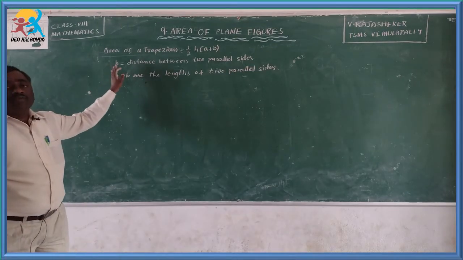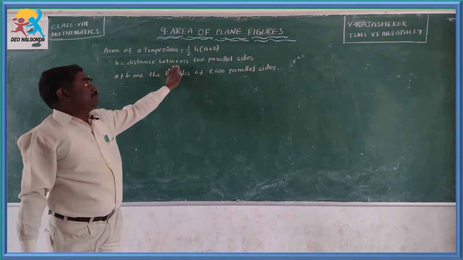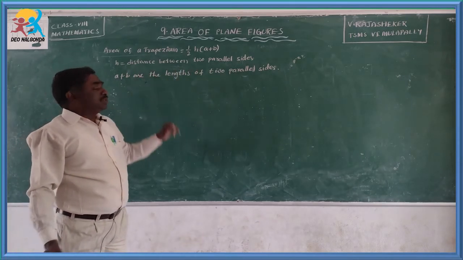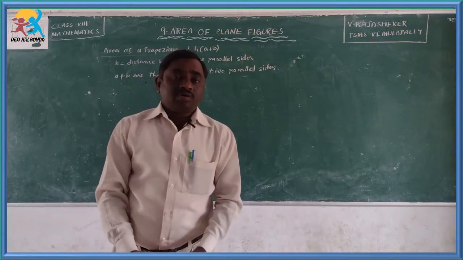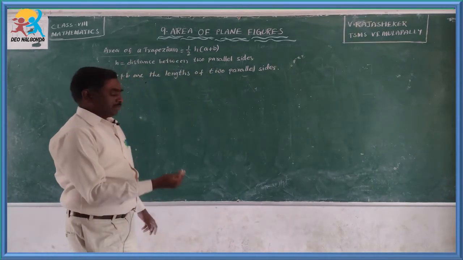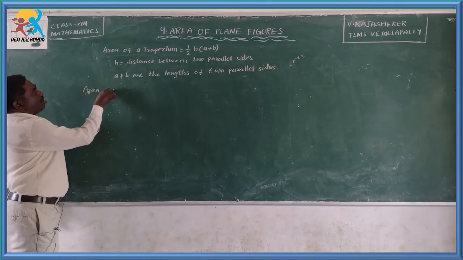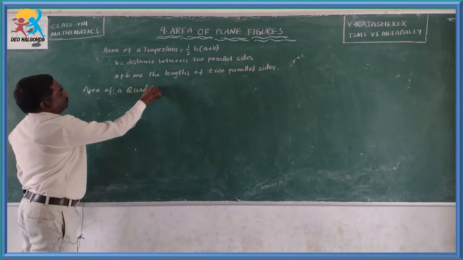So, area of a trapezium is equal to half into distance between two parallel sides into lengths of the two parallel sides. Now, let us discuss about area of a quadrilateral. Next part is area of a quadrilateral.